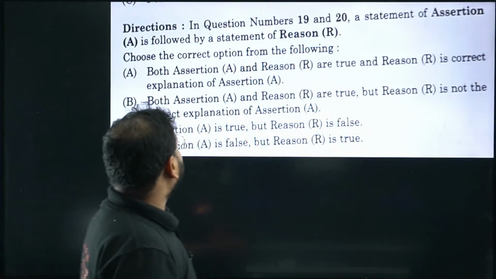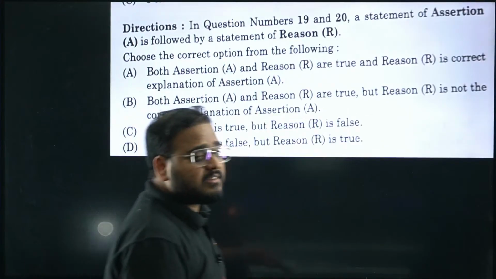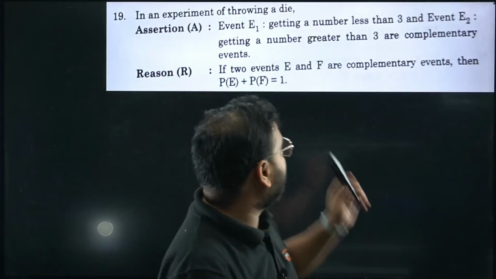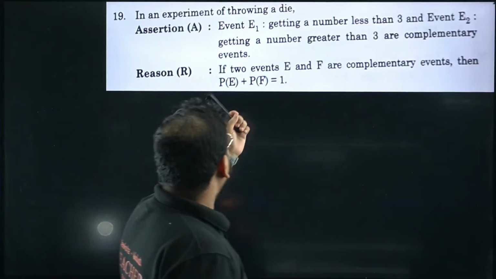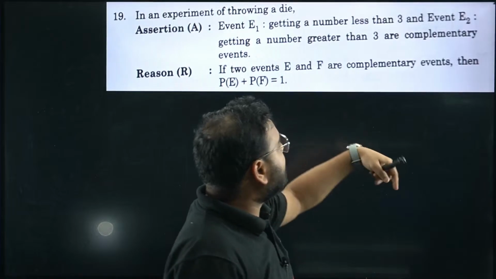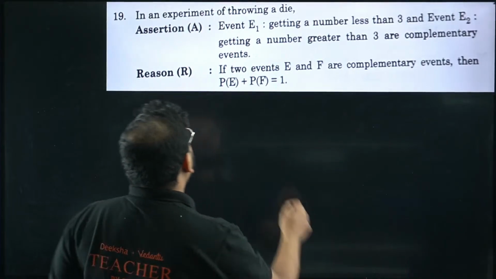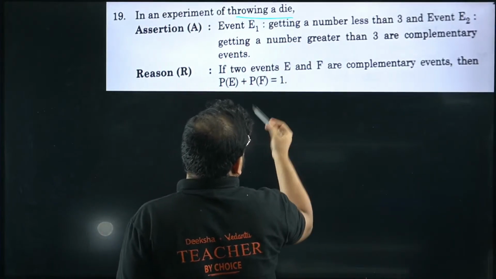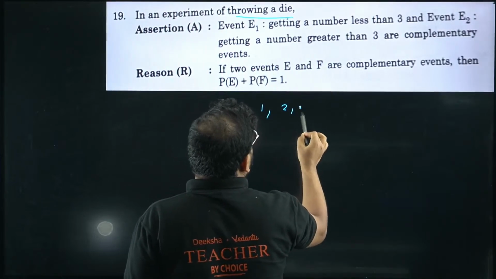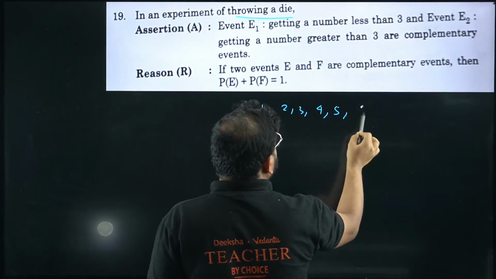Question 19 now. What we have? So this is an assertion reason. The first question in the assertion reason is the 19th one. Event E1 is getting a number less than 3 and event E2. Please check here. It's a throw of a dice, right? So if you throw a dice, what are you going to get? 1, 2, 3, 4, 5, 6.